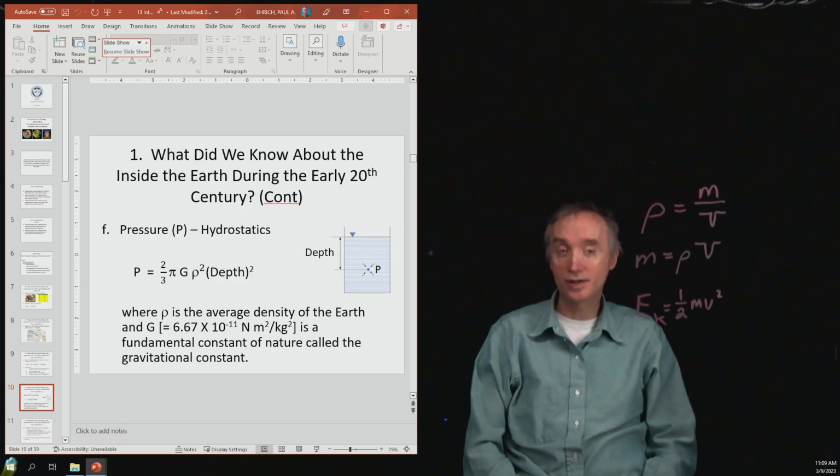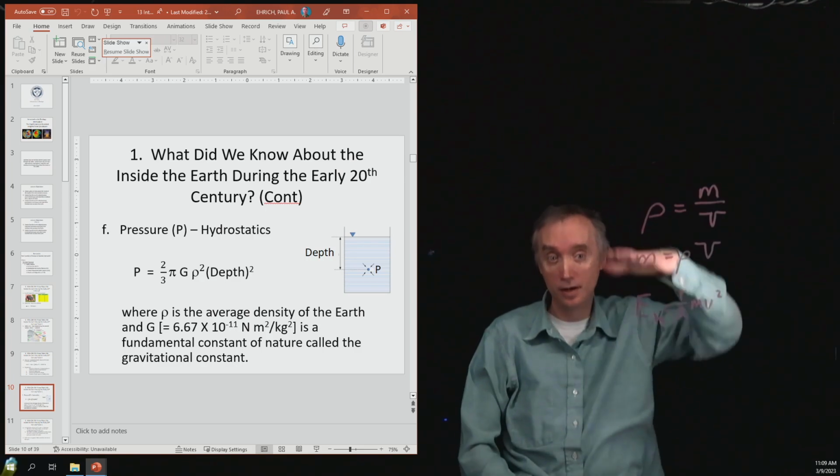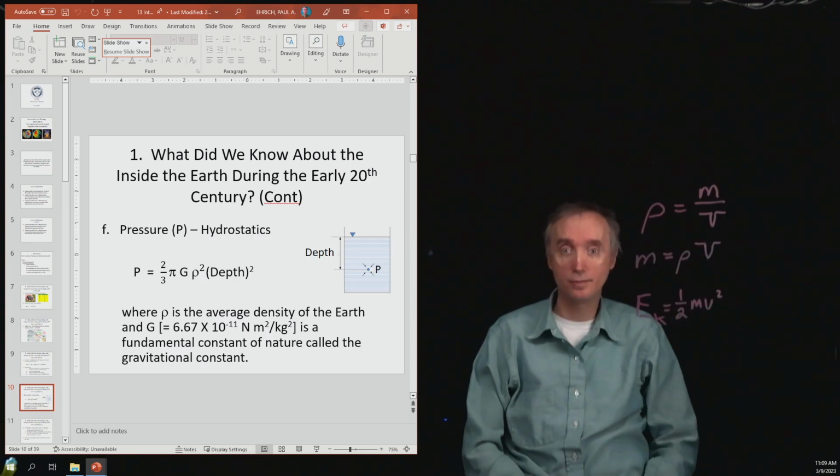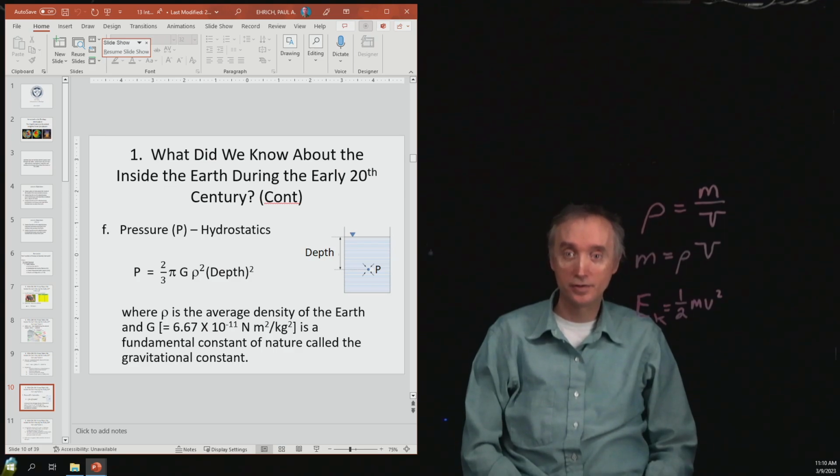Now G is a constant that goes with the force of gravity. So you can see that this formula involves gravity, because gravity is what's pushing down the weight on top of you. And then it depends on the density of the inside of the Earth squared, and it also depends on how deep you are inside the Earth squared. So I'm not going to bother to derive it. You have to use calculus in order to derive that equation, but at least it gives us an idea for approximately what the pressure is inside the Earth.